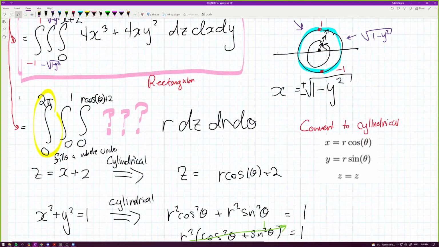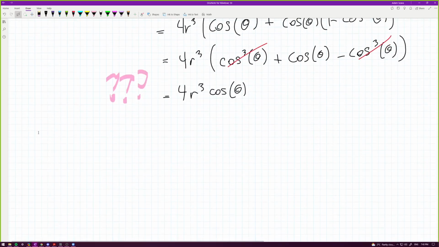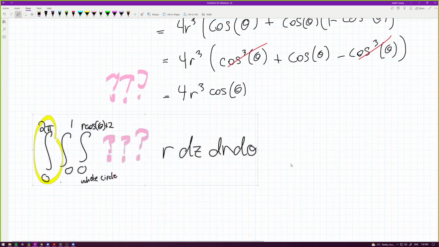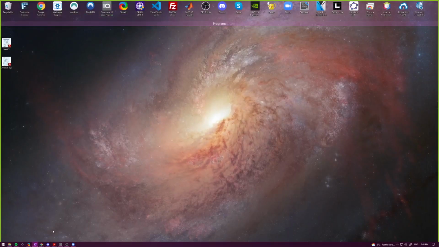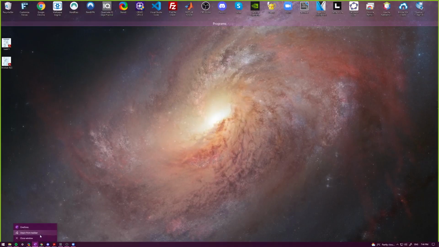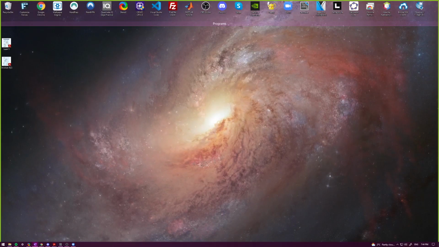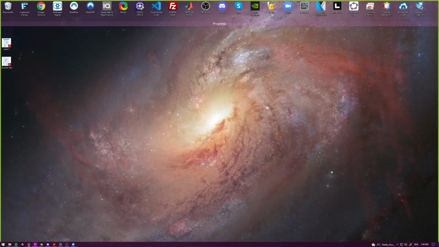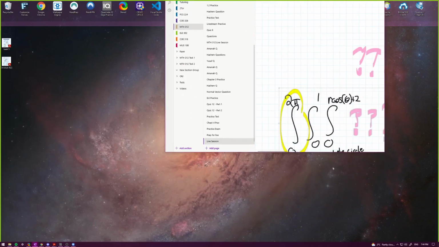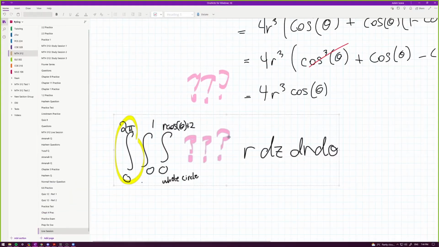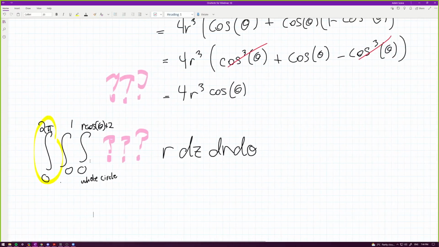Very good math notation. And so now if I finally go over here, plug this in. Oh, no. OneNote is being annoying. Here. OneNote is always annoying. Okay. There we go.